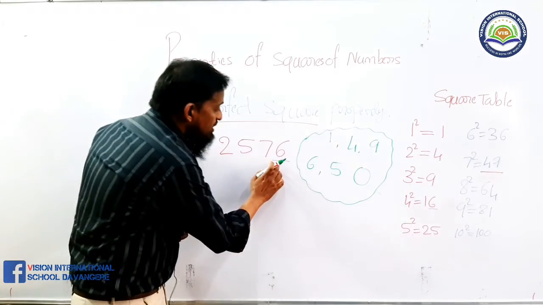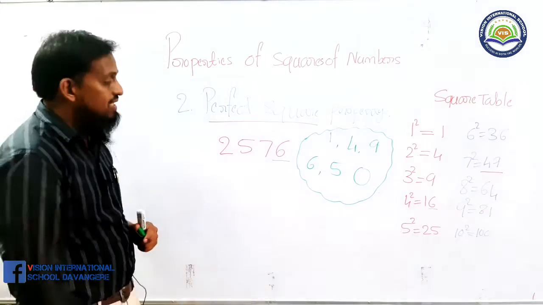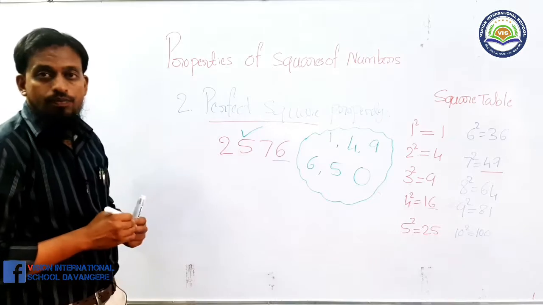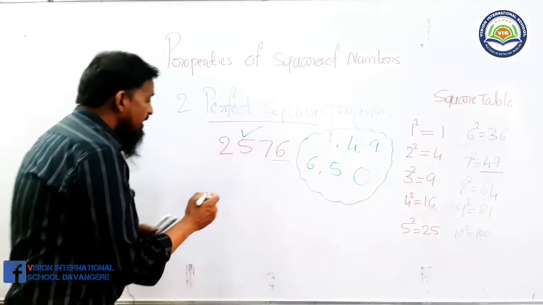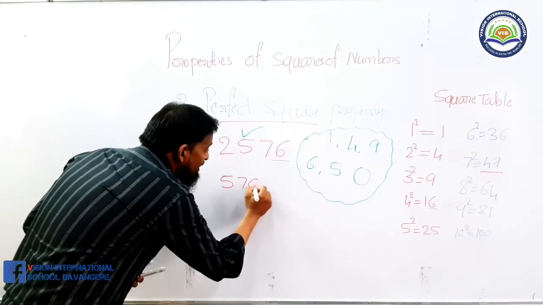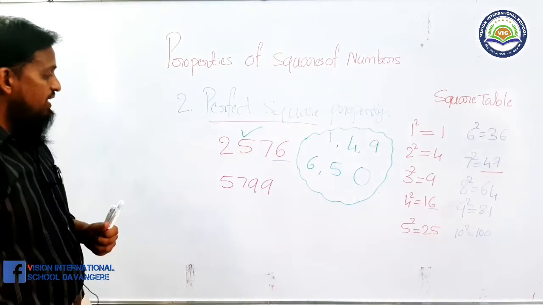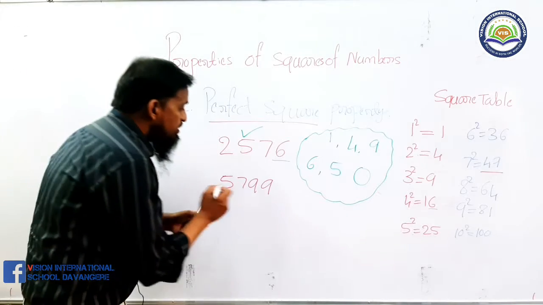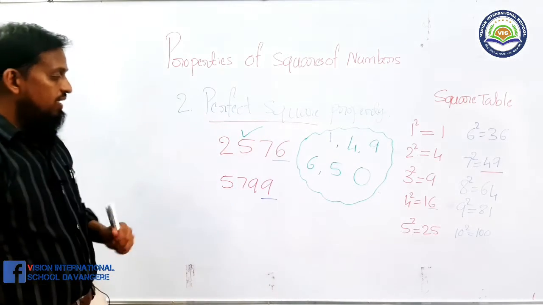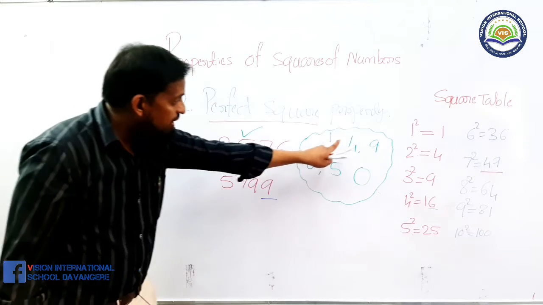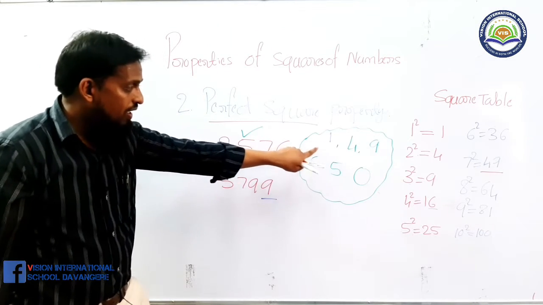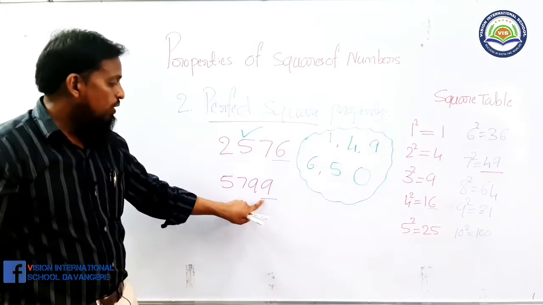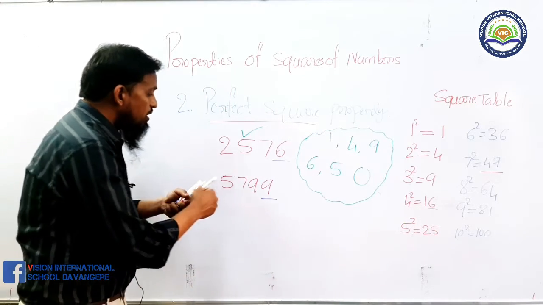Now come on, this ends with how much? 6. 6 is there in this. Then it means what? It is the perfect square. Correct? Now take one more number. 5799. Fine? 5799. What is the unit digit of this? The unit digit of this is 9. Now, is 9 among these numbers, which we have taken as the unit digits of perfect squares? Yes, 9 is here. Okay, it means this is also a perfect square.